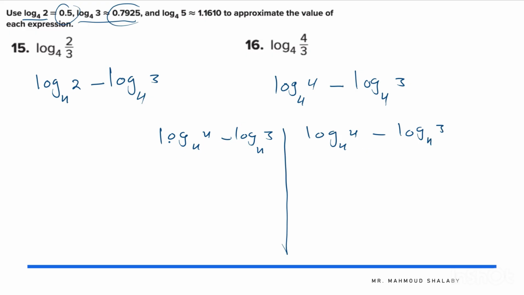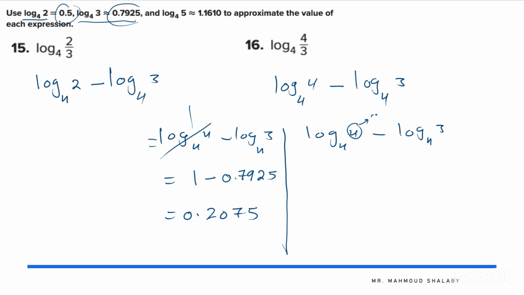The first method: I know that log 4 to the base 4, guys, equals 1, minus log 3 to the base 4. I will bring it from the question. Log 3 to the base 4 is 0.7925, and you will just press equals and do it with the calculator. It will be 0.2075.